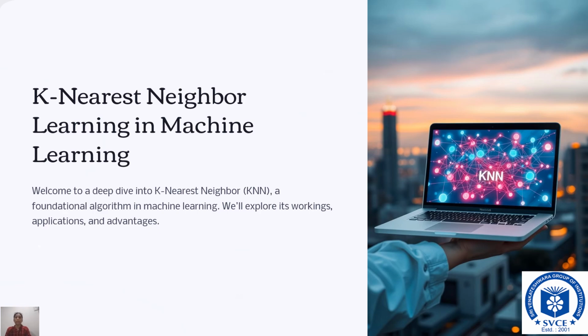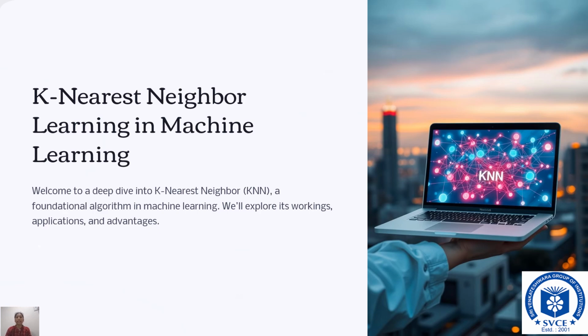I'm currently pursuing my BE in Sri Venkateswara College of Engineering in the CSE AI department. In this session, we will discuss K-nearest neighbor learning in machine learning. Let us discuss this in detail.